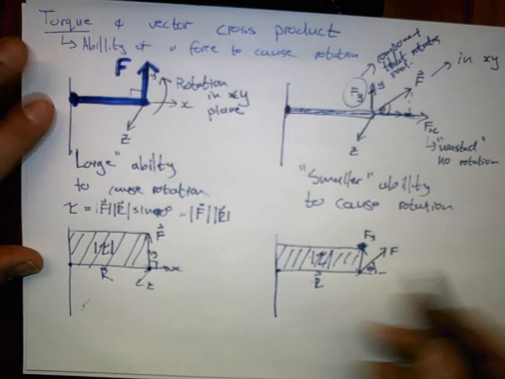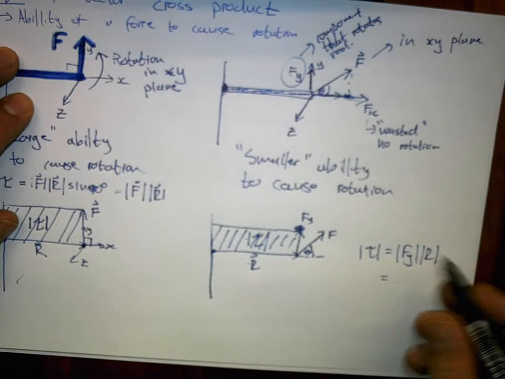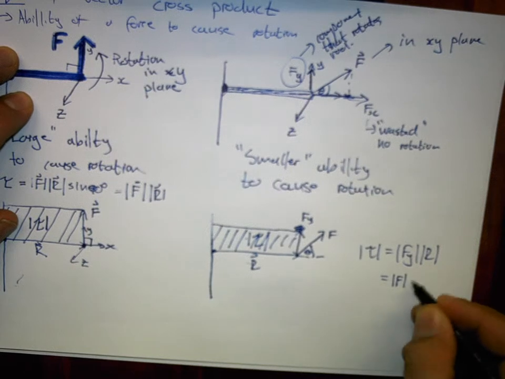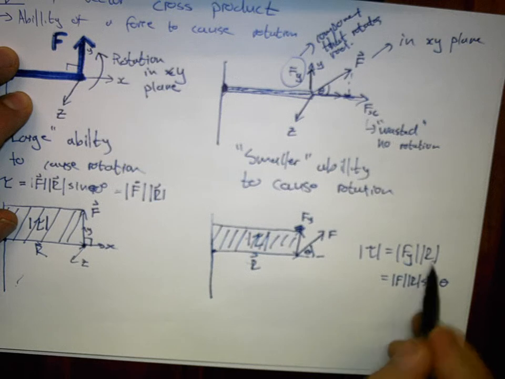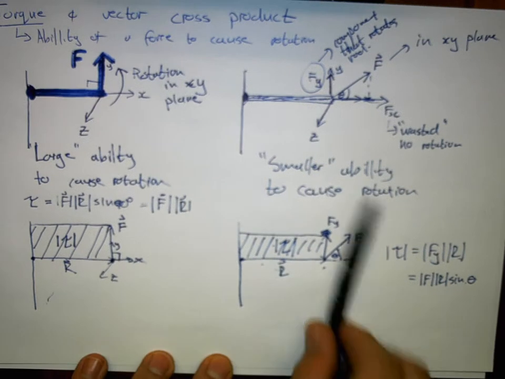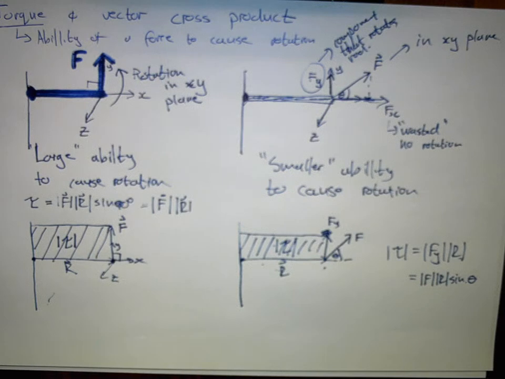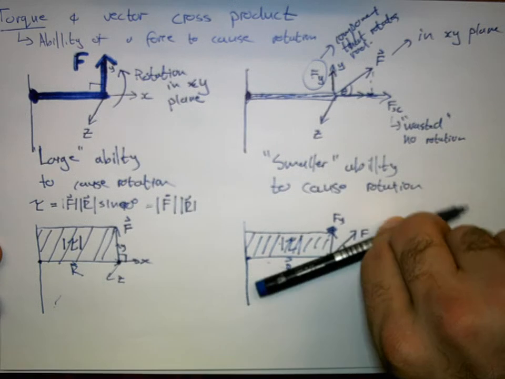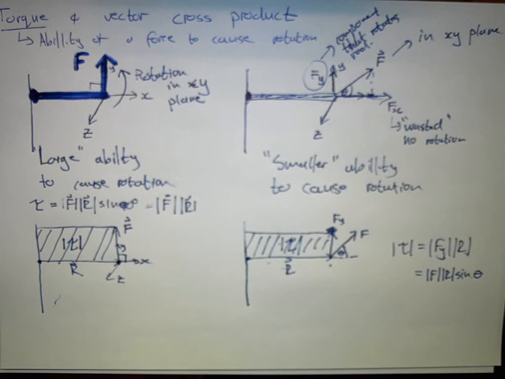Does this make sense? I'm saying the magnitude of the torque is equal to the magnitude of the y component times the magnitude of r. The magnitude of the y component is just F sine theta, and r is just that. So we find every time that the area defined by the component of the force perpendicular to r, and r itself, gives me the magnitude of the torque, of the ability of this force to cause rotation. So the flatter this force becomes, the smaller that angle becomes, the flatter this area becomes, the less the torque, so the less the ability to cause rotation.